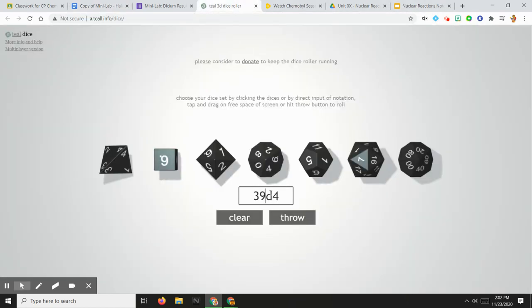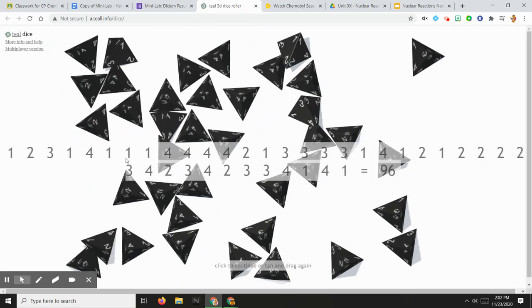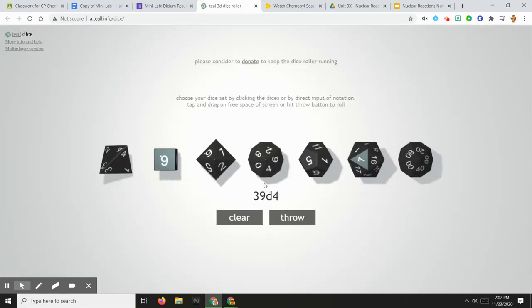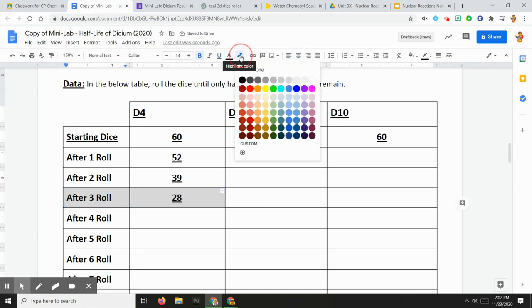Okay, let me try again. 39 dice, roll: 1, 2, 3, 4, 5, 6, 7, 8, 9, 10, 11. All right, 11 dice, which means 28 dice remain. 28 dice remain. And so again, it took 3 or so rolls to eliminate half of the dice.